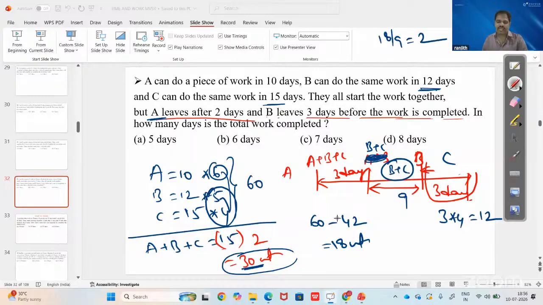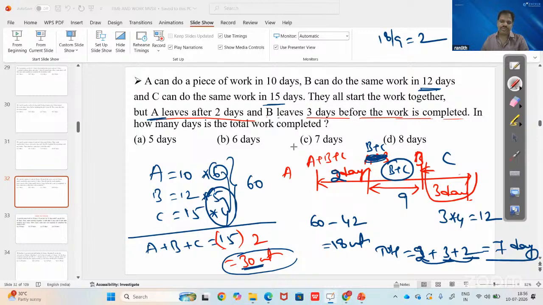So totally how many days in the sense? Initially 2 days only. I have written 3, but it is 2. 2 days, finally 3 days, between 2 days. 2 plus 3, 5, 5 plus 2 equal to 7. So total 7 days.